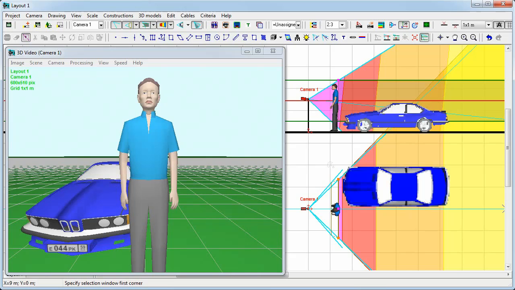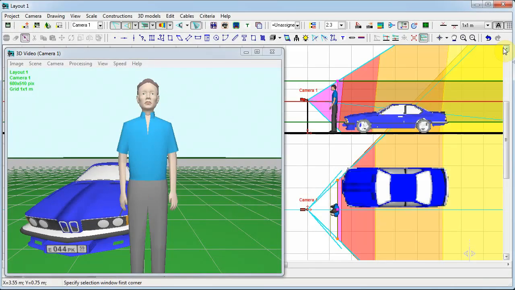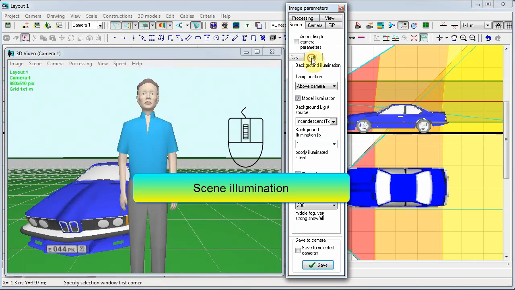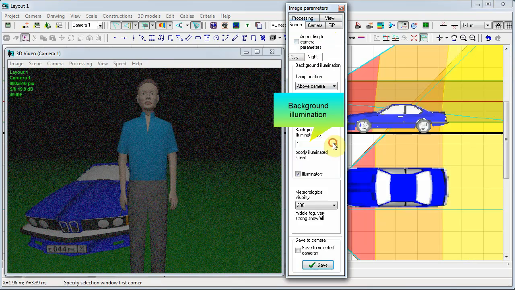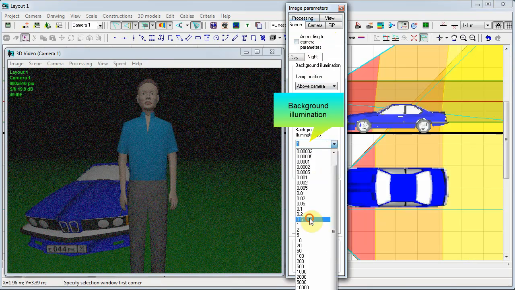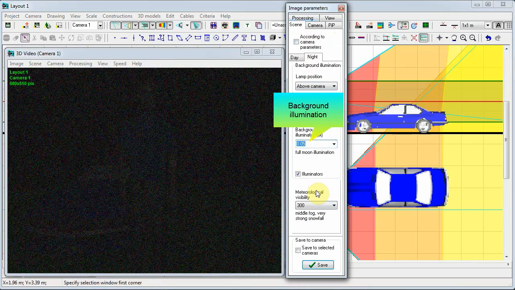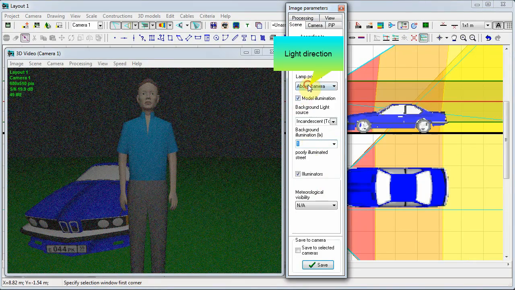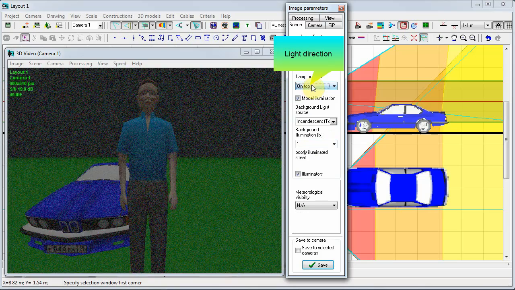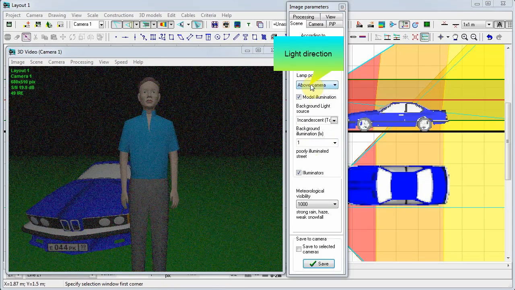Now consider the factors that affect the camera capability. Scene illumination. The overall level of illumination is important. The effect of lack of illumination depends on the camera sensitivity. Direction of lighting is also important. Uniformity of scene illumination has a great influence.